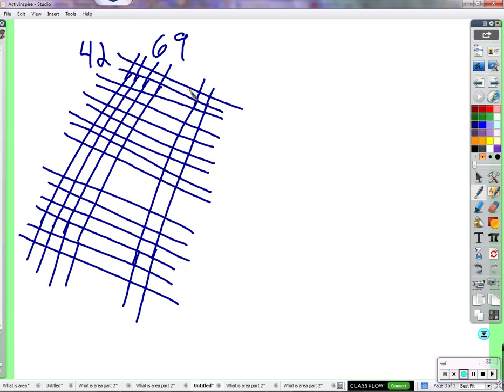Wait, what? I thought there was only 2. Got you. So we got 40, 2, 60, 9. Okay. Just a matter of counting all the intersections. We start over here. That's its own little group. Move to the right. There and there. And this is its own little group.